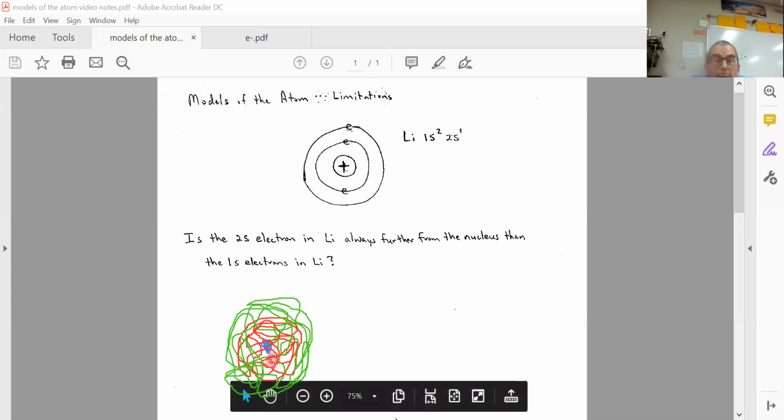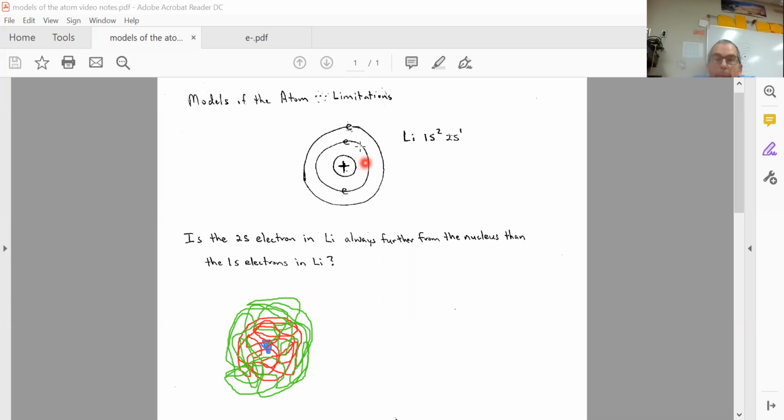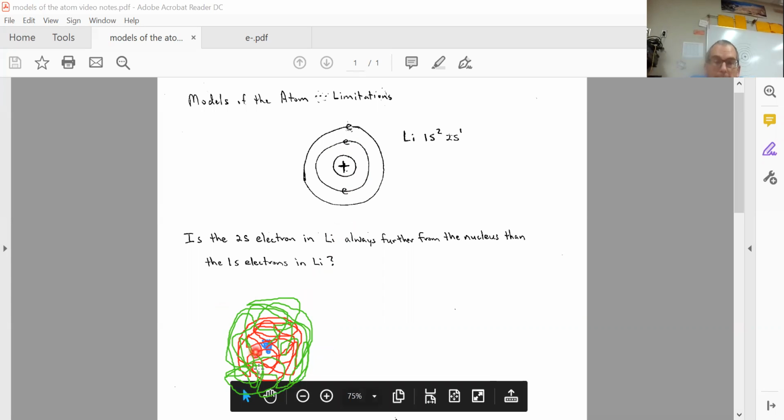Okay, the 1s electron is like the low energy bee. Its motion is a lot more random than a fixed orbit. It's zipping around with less energy, but it'll tend to be closer to the nucleus than the 2s electron, which is buzzing around in a generally spherical shape, but with more energy and, on average, further from the nucleus.